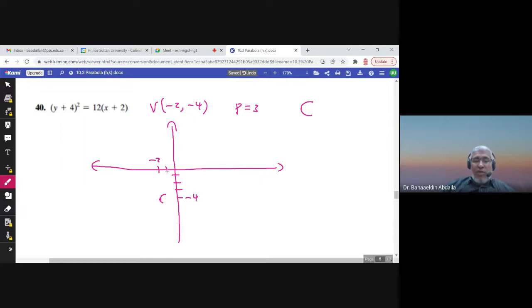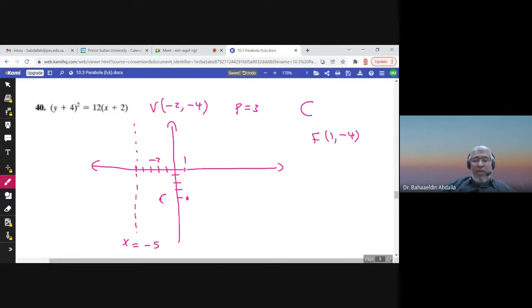So I go 3 units, 1, 2, 3. I reach 1. Here would be the focus. And the focus has coordinates. The x coordinate is 1. The y coordinate is -4. These are the coordinates of the focus. If I go 3 units to the left, I can sketch the graph of the directrix.